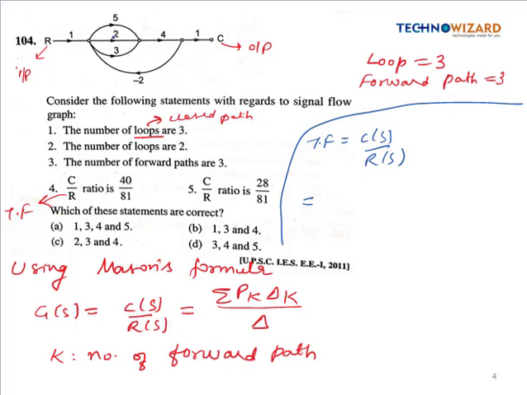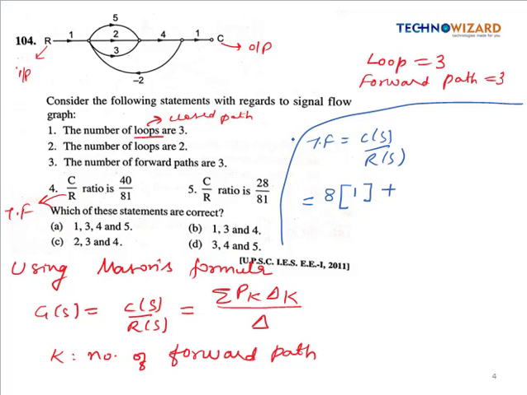For the gain you have to simply multiply. So the overall gain of this forward path is 8. Now see that this forward path is touching all the loops present in this signal flow graph, so its delta will be 1 because it is touching all the loops.